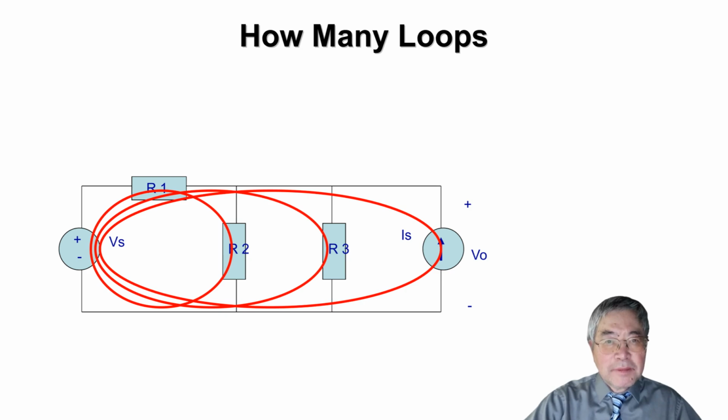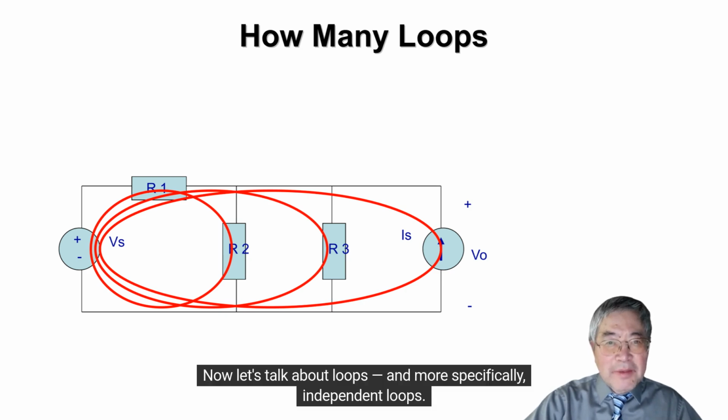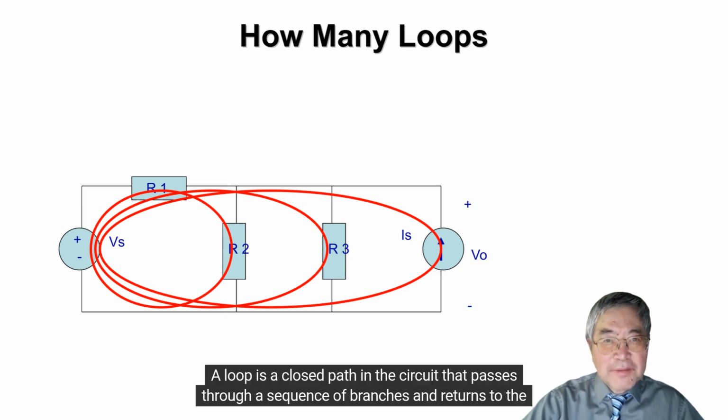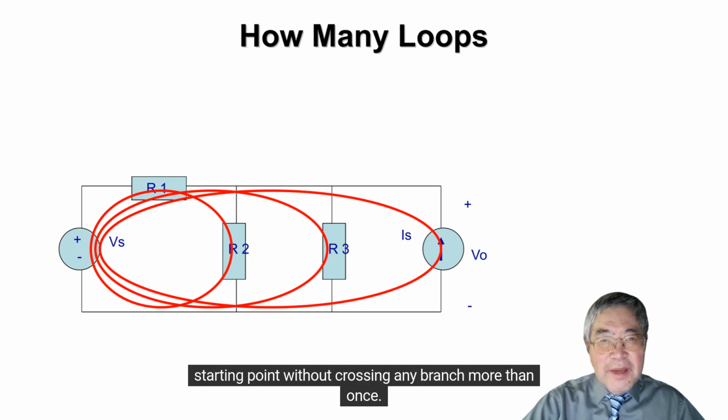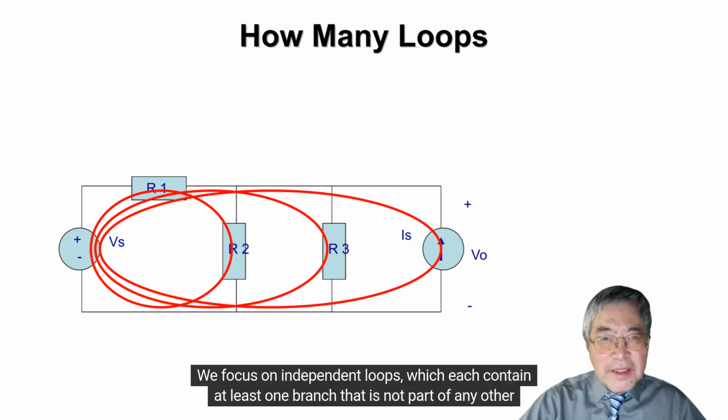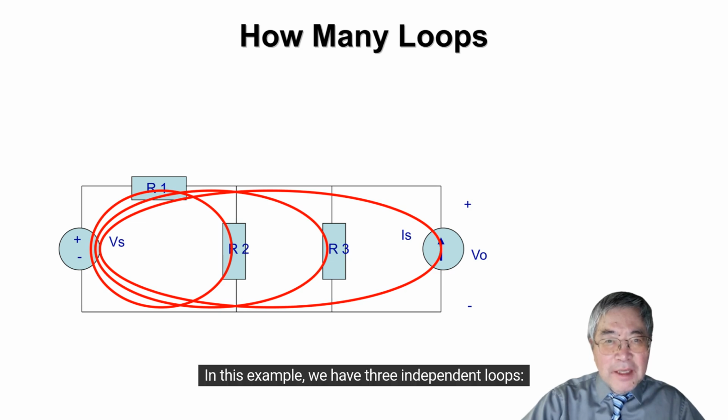Now let's talk about loops, and more specifically, independent loops. A loop is a closed path in the circuit that passes through a sequence of branches and returns to the starting point without crossing any branch more than once. But not all loops are equally useful in analysis. We focus on independent loops, which each contain at least one branch that is not part of any other loop in the set. In this example, we have three independent loops.